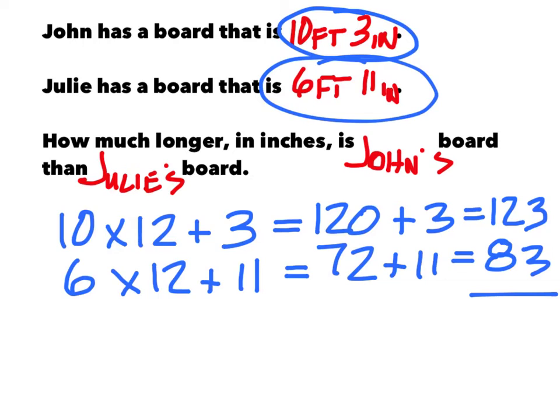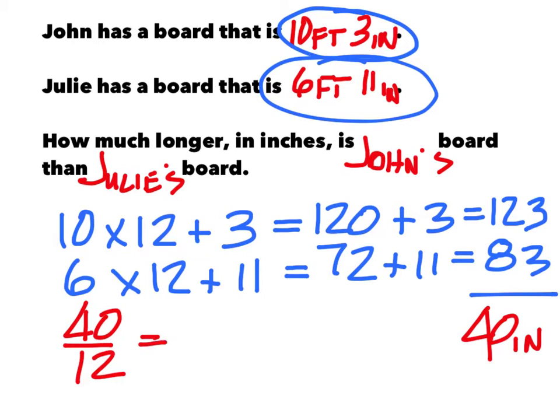All right. Now we need the difference between 123 and 83. What is that? 40. 40 inches. And we must do what to 40? Convert it to feet and inches. And what do we do to do that? Divide it by 12. So 40 divided by 12. 12 goes into 40 how many times without going over? 3, yeah. And 3 times 12 is what?